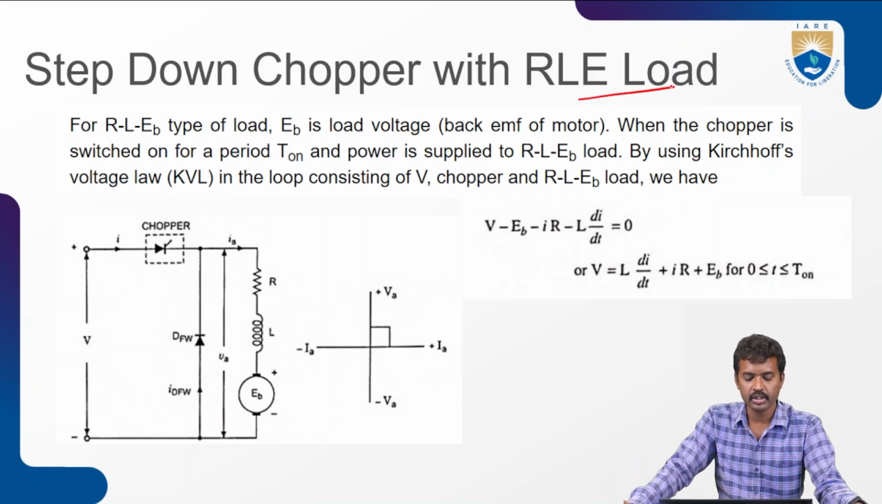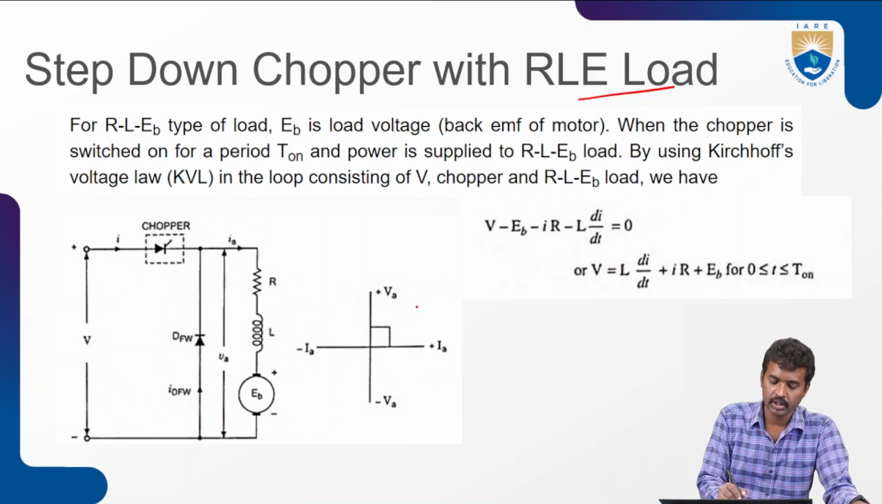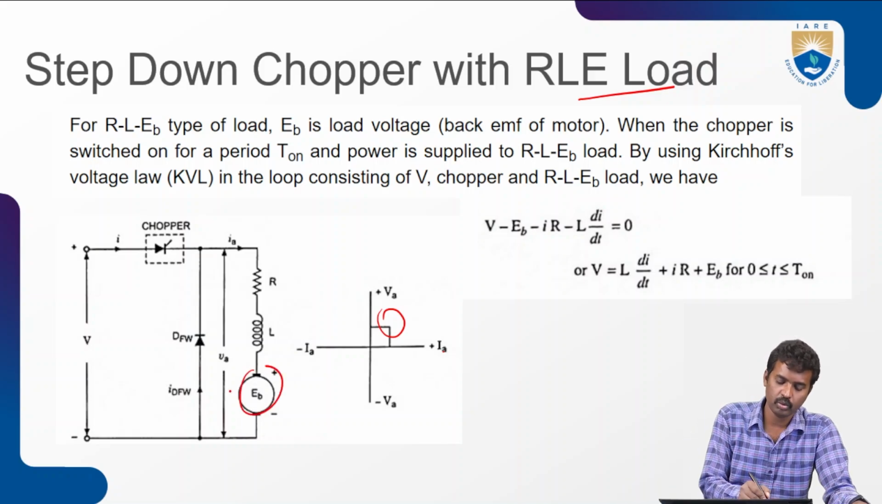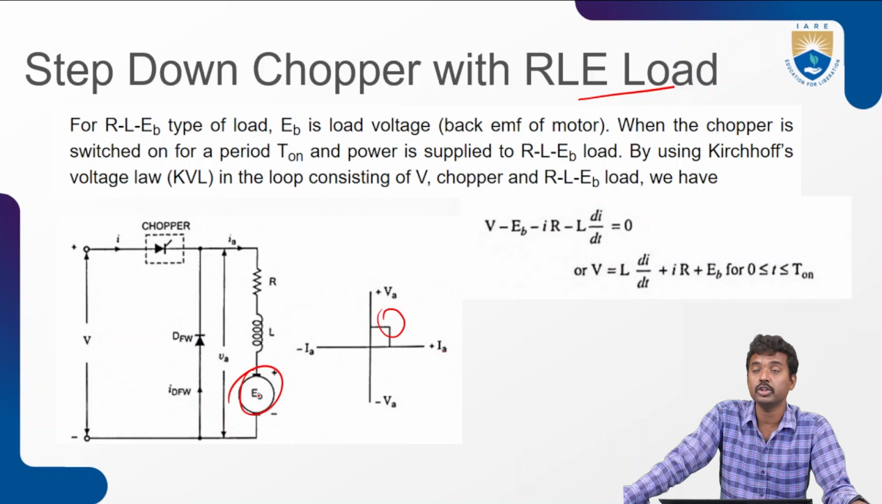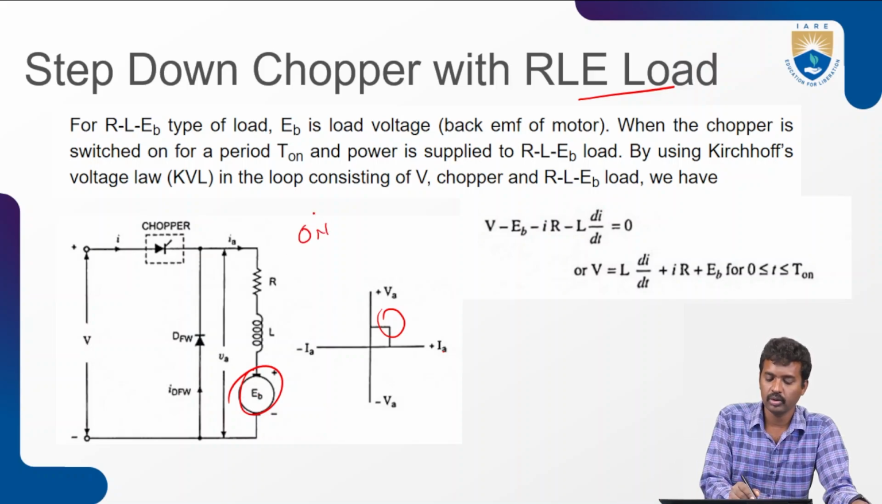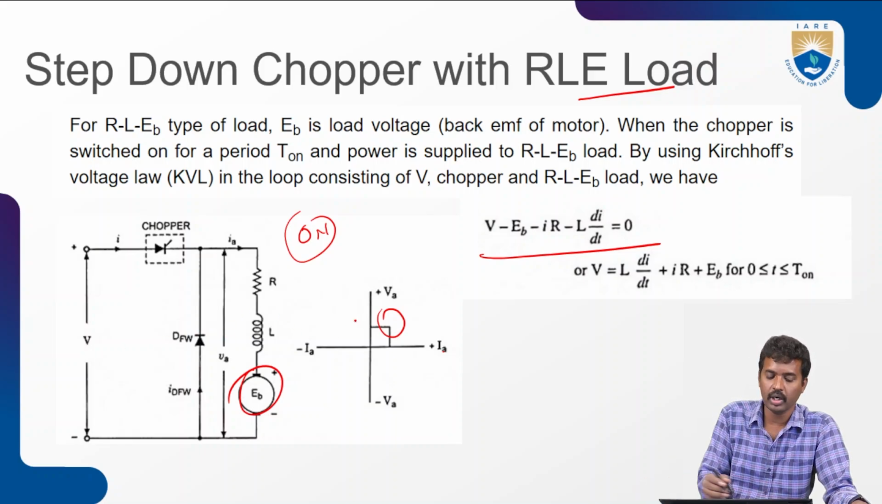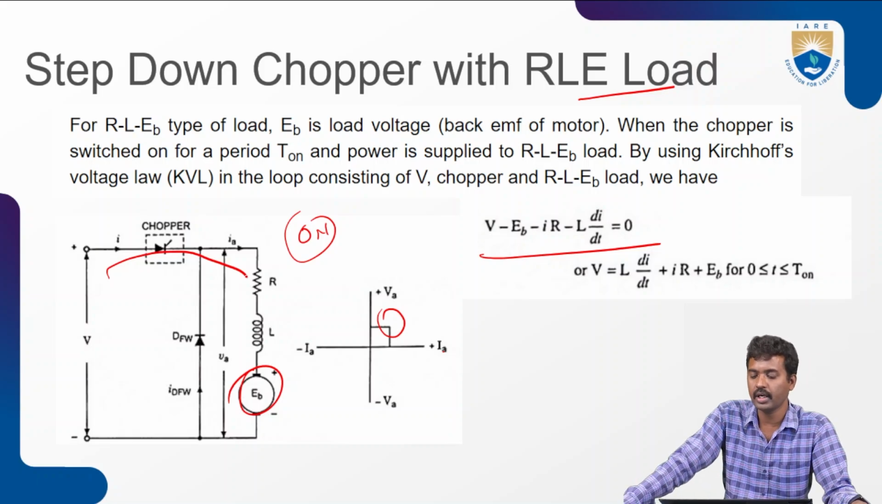In this case, it is operated in the first quadrant mode, VA and IA are positive in the RLE type of load. EB is the back EMF of the DC motor, when the chopper is switched on. During turn on only I am explaining. During the turn on period, T on, the power is supplied to the RLE type of load.